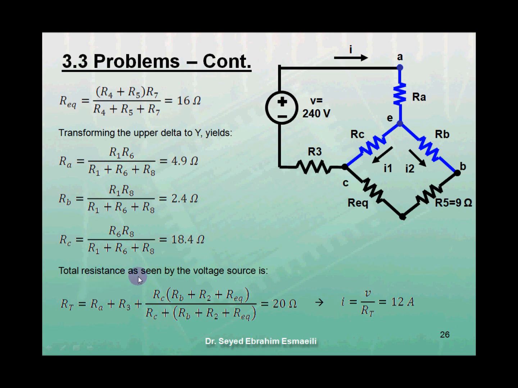The total resistance as seen by the voltage source is given by RA in series with the parallel combination of RC in parallel with R equivalent in series with R5 in series with RB in series with R3, from which the total resistance is equal to 20 ohms. The current supplied by the voltage source, I equals V over the total resistance, equals 12 amps.